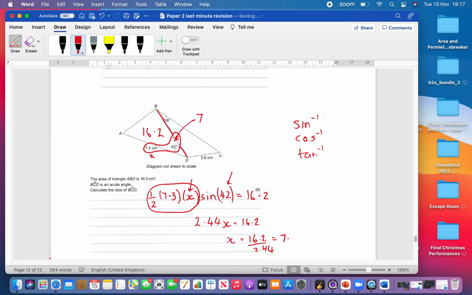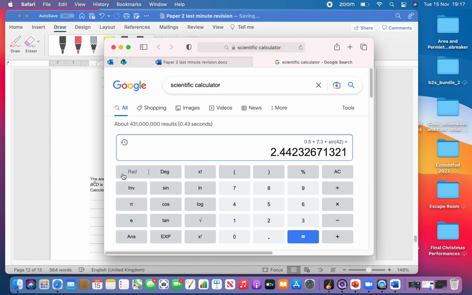No, I'm not. I've got to be more accurate than that. 16.2 divided by my last answer is, it's lucky I didn't, it's not even 7. So 6.6.